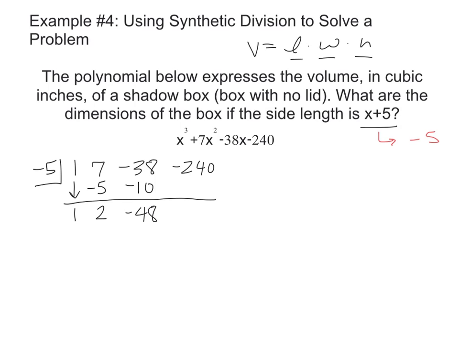Negative 48 times 5 is negative 240, and if you add that, you get 0. So the expression that is left over, aside from having x plus 5, the other expression is going to be 1x squared plus 2x minus 48.